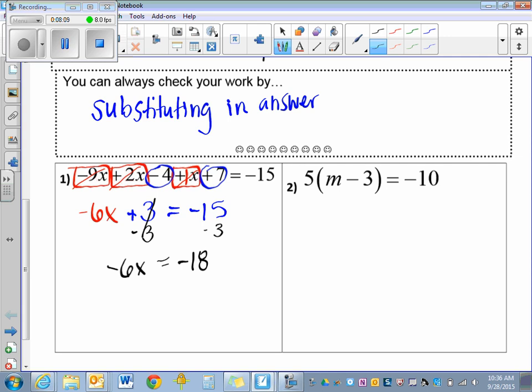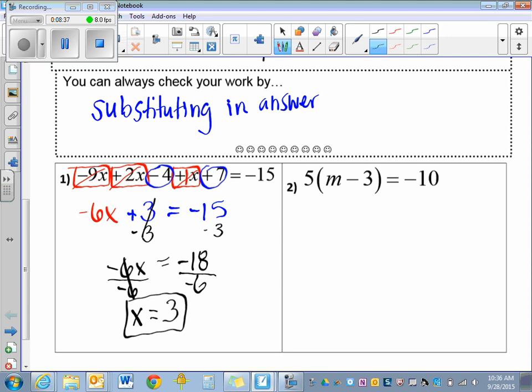All right, anybody want to volunteer for the next step? Divide by negative 6, very good. And notice we have to do this to both sides. Negative 6 divided by negative 6 is just 1, so we have 1x, or you can just write x. What's negative 18 divided by negative 6? Very good, positive 3. And this is our answer here.